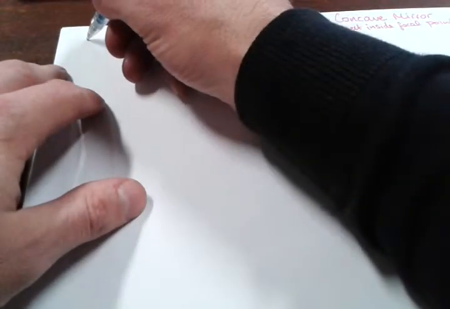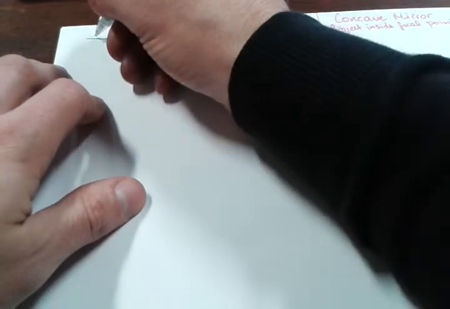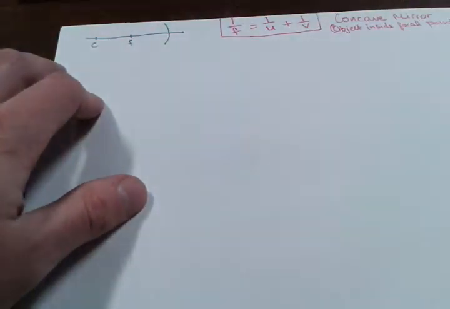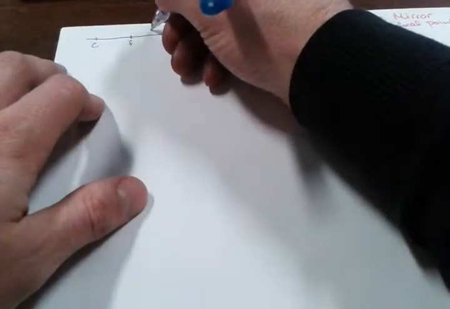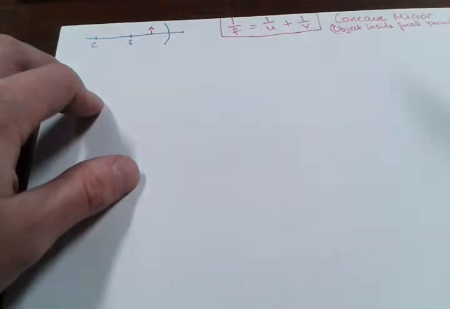So in this case, let's put a little diagram over here. We've got our mirror here like this. We've got the principal axis there like that. And we've got our focal point here and our center of curvature there. Okay. Now, what happens when we place an object inside the focal point, inside the focal length of the mirror?